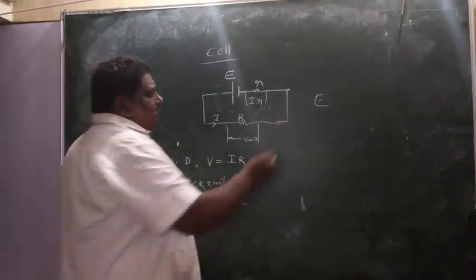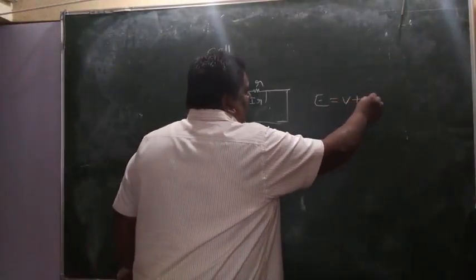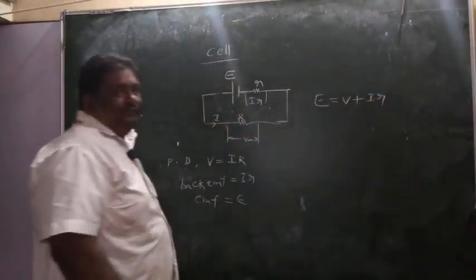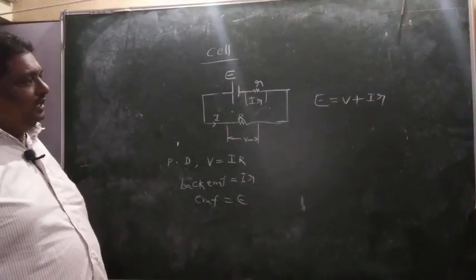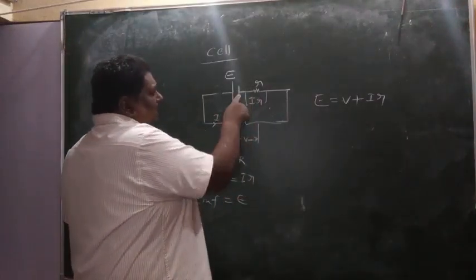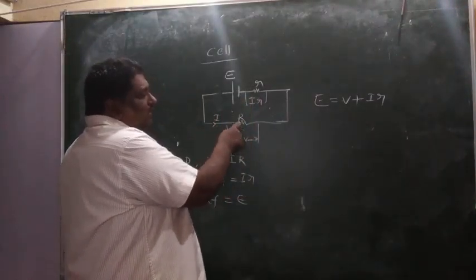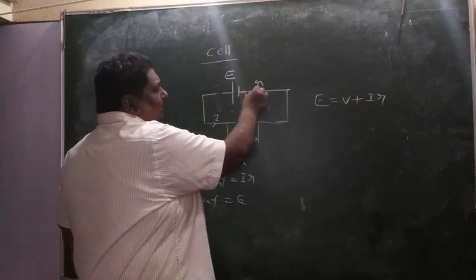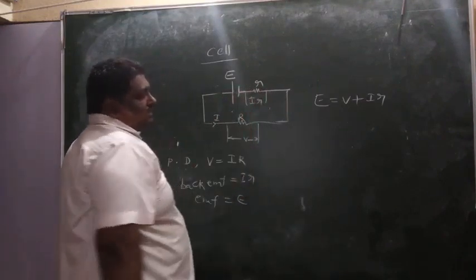It is utilized, the sum as V. Remaining is IR. So E is the voltage you supply with the battery. V is available at the resistor. Remaining IR is available at the internal resistance.